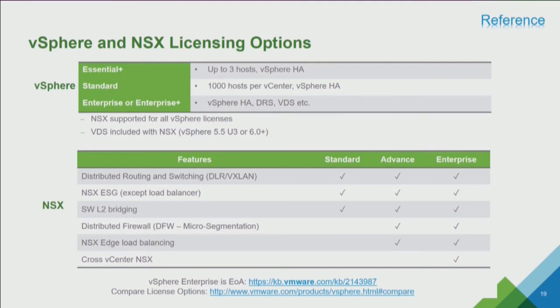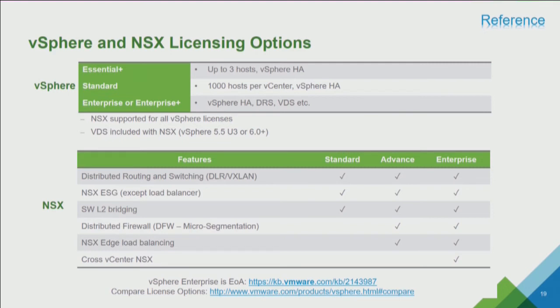And VDS comes with the Enterprise Plus license. But if you have an NSX license, the VDS is already part of it. So you don't need to purchase Enterprise Plus. Right? So even if you have an Essential Plus vSphere license, and if you have NSX, you are getting VDS for free basically. Right? And for NSX, you can look at the different licensing schemes.